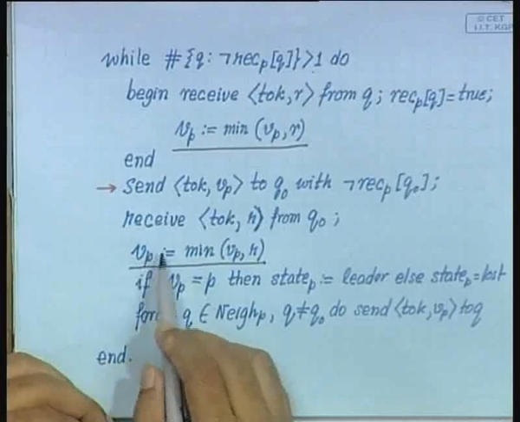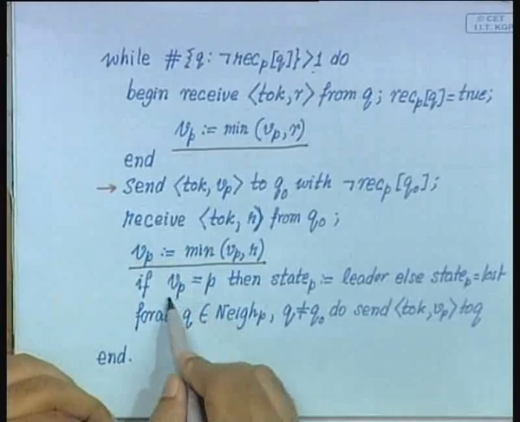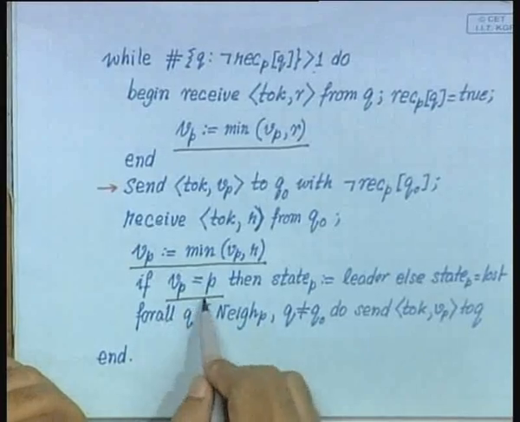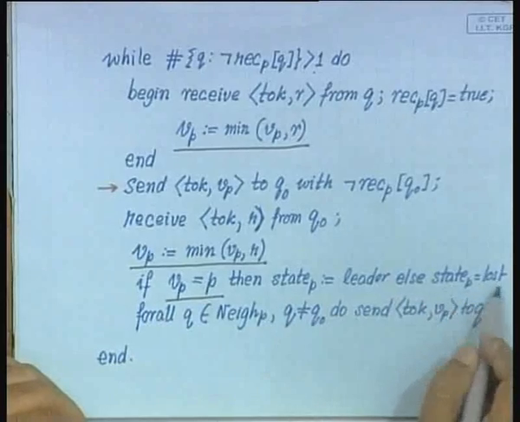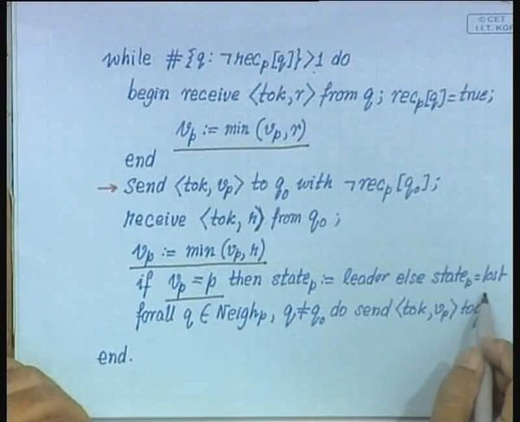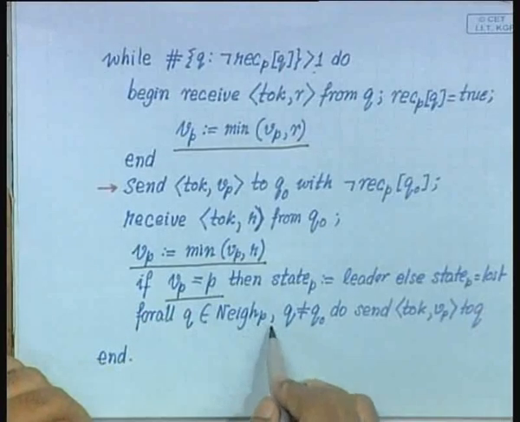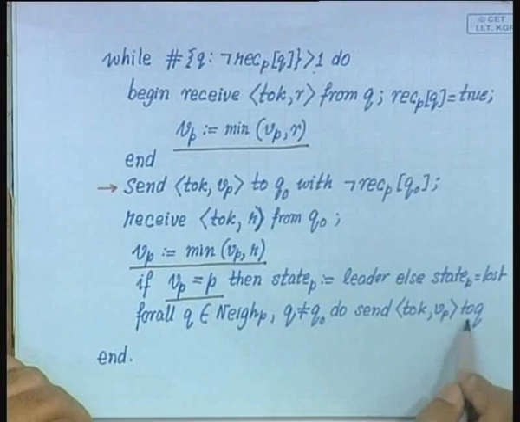Now, that you have received tokens from everyone, you check whether Vp is equal to P. If Vp is equal to P, then P declares itself leader, otherwise the state of P is lost, that is, it has lost the election. And then after this step, for all q belonging to neighbor P, q not equal to q0, we send the token Vp to q. Okay.